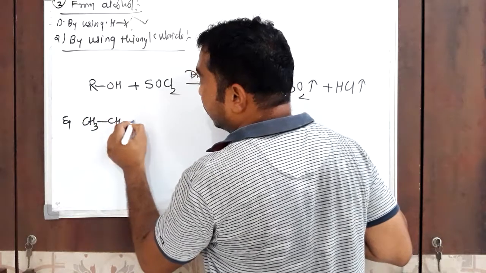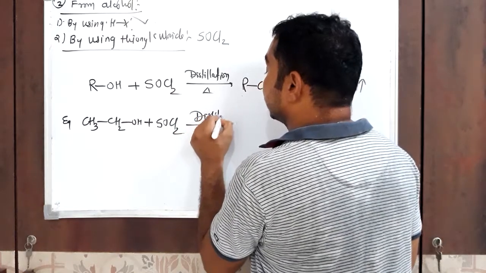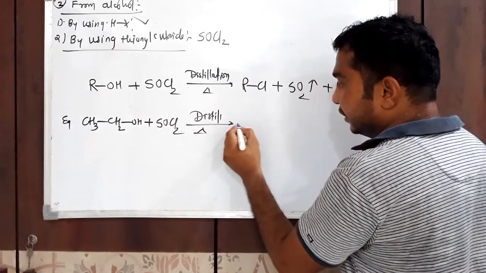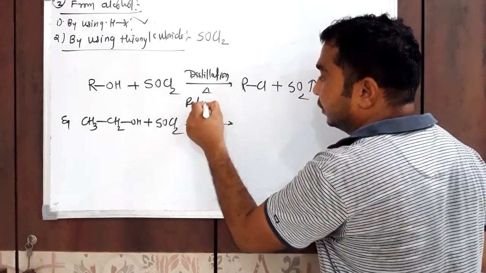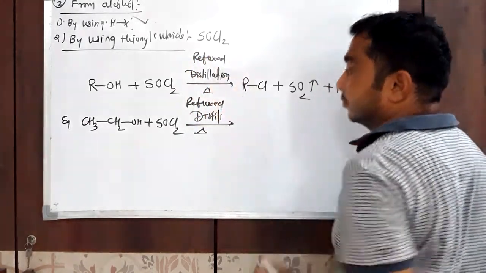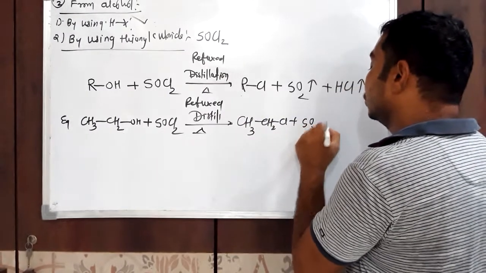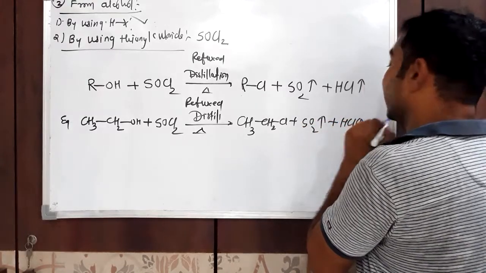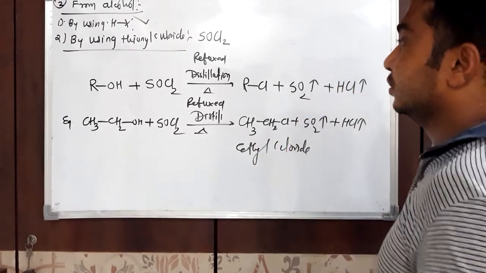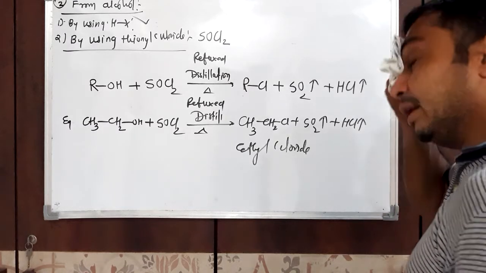So for example, distill ethanol with thionyl chloride, SOCl2. Just distillation, we have to use heating, which is reflux. Then you get ethyl chloride plus SO2 gas and hydrochloric acid in gaseous state. This is the reaction. So by using thionyl chloride we can prepare ethyl chloride or alkyl chloride.